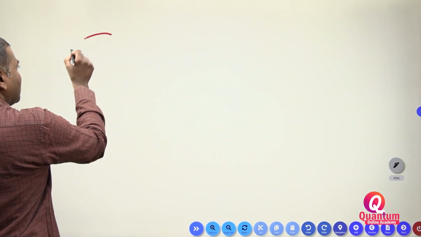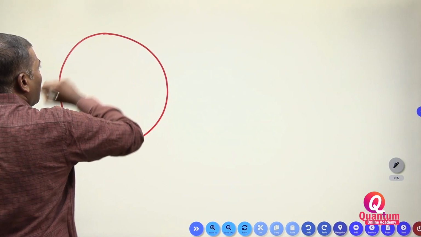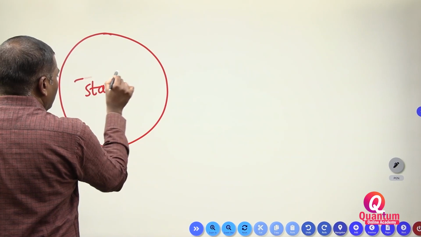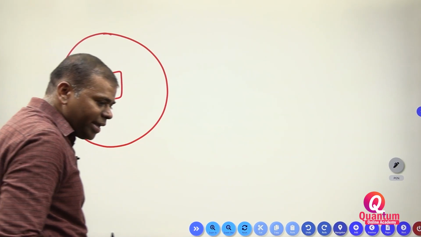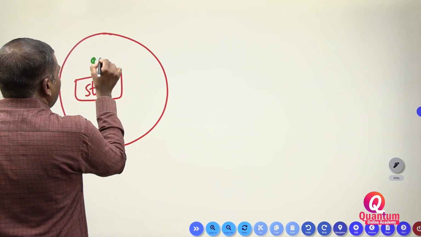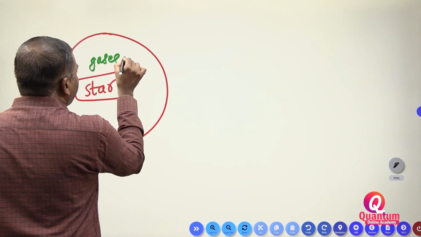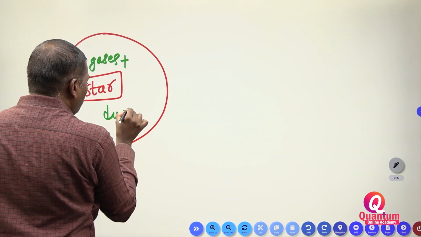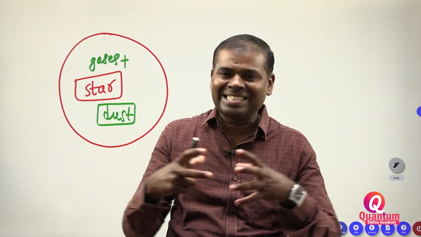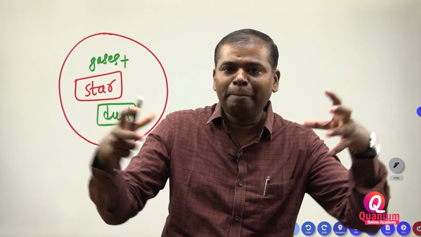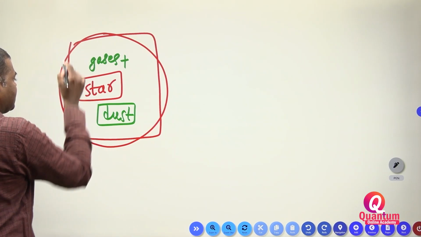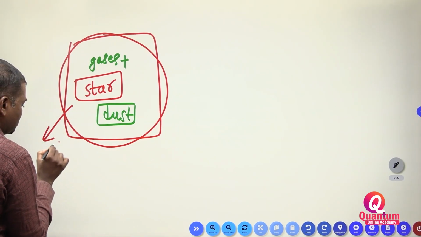A star, so maybe this is a star, right? So which one do you have to take? It is a star, nakshatram. So a star is full of which one? Full of gases and dust. Full of gases plus dust. So these gases and dust condensed as a matter, it will become a star.